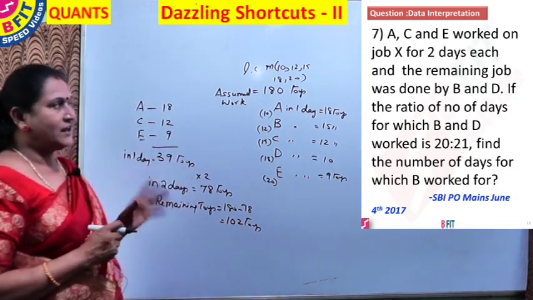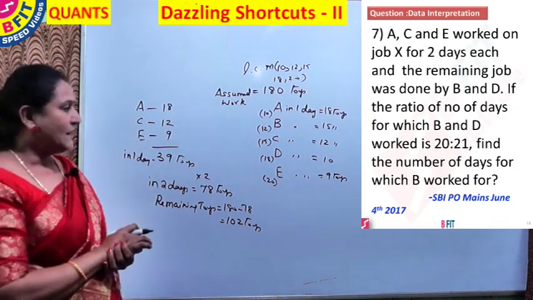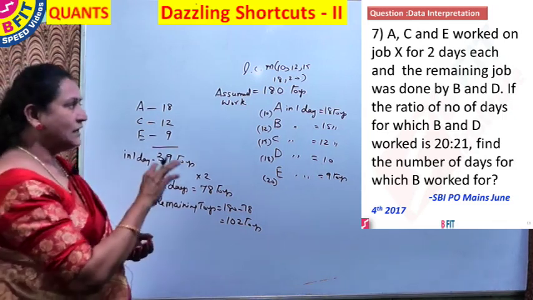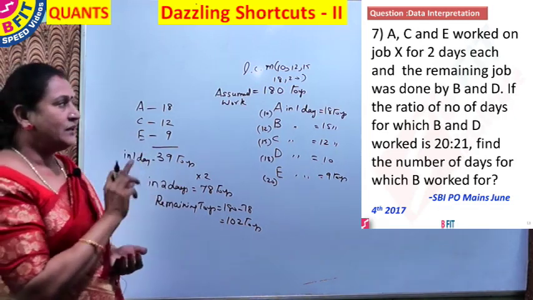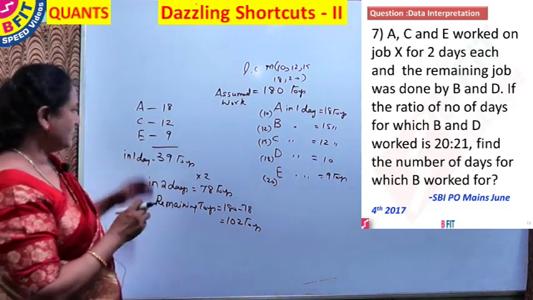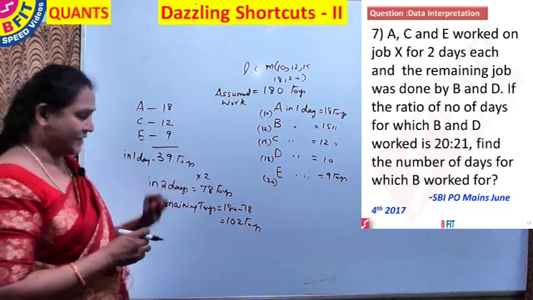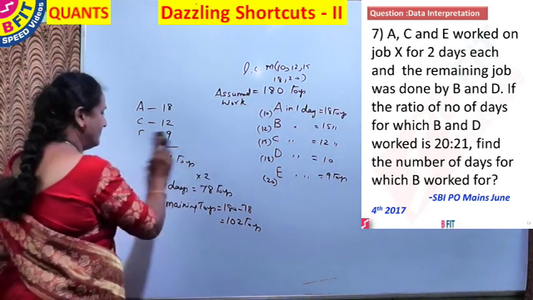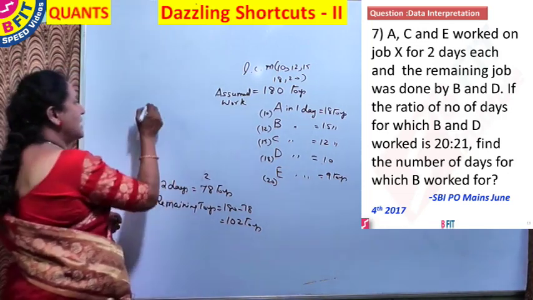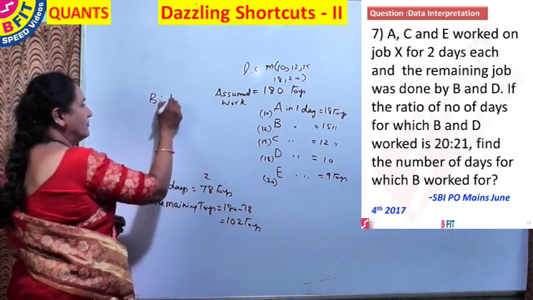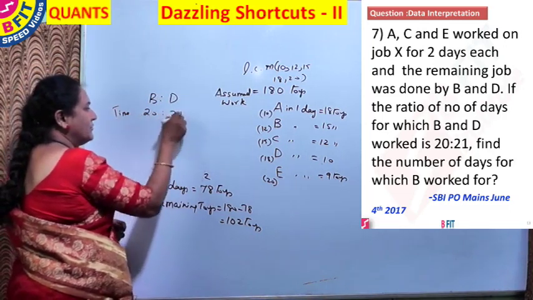And we have the data given that the ratio of time taken by B and D is 20:21. So I'll take B has worked for 20 days, the same ratio itself as time, and D has worked for 21 days. After having this, we have 102 toys done by B and D, and the time taken by B and D is 20:21.